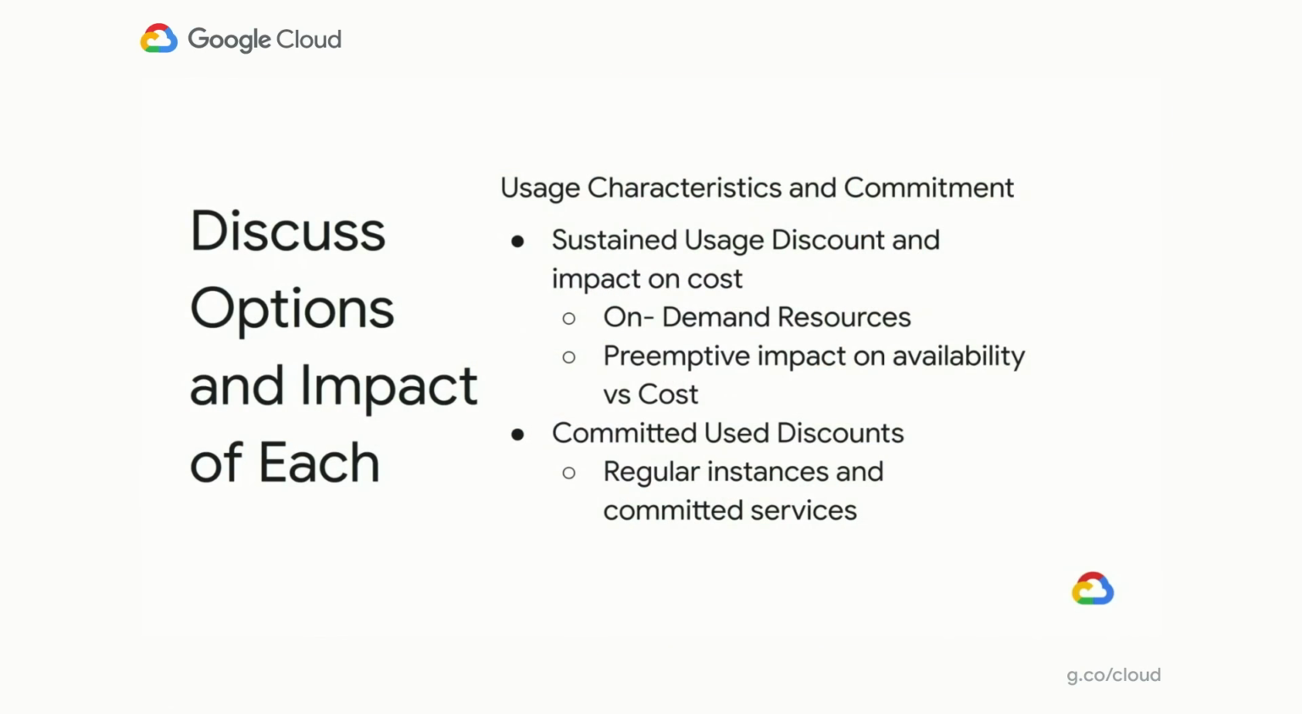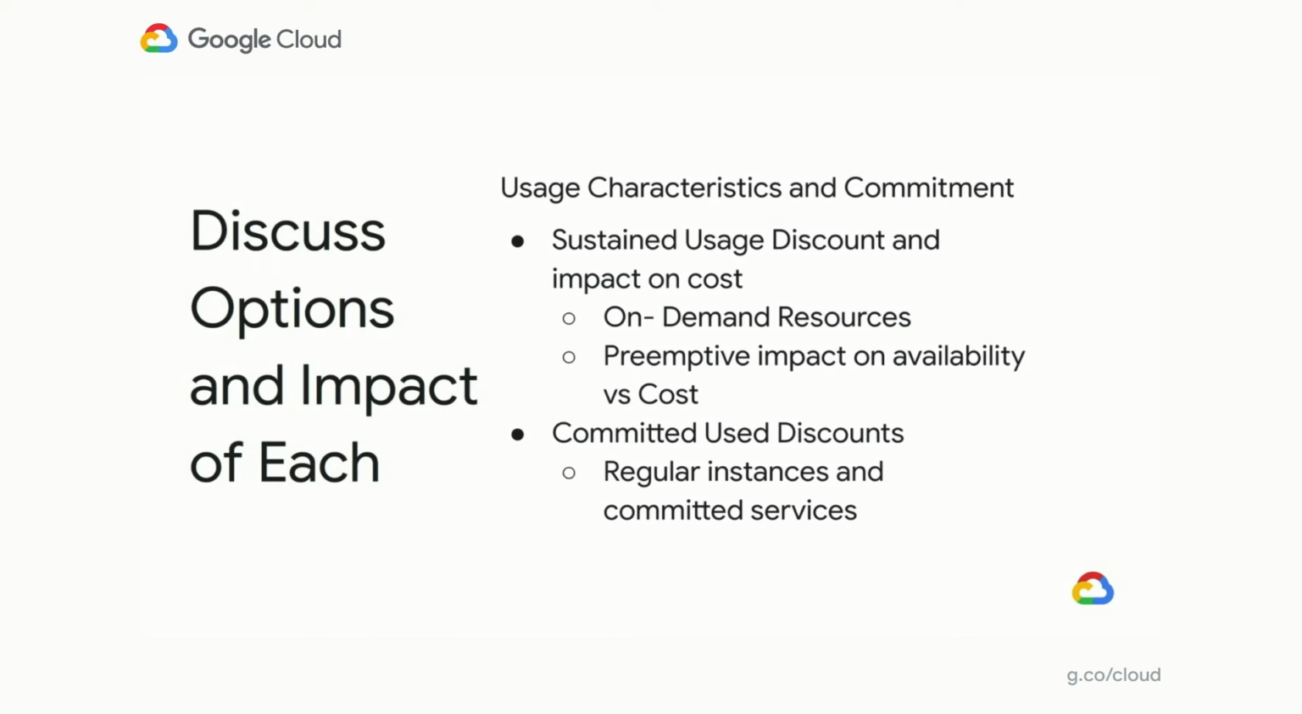So, big discussion: options around optimization and the impact of each. If we're willing to commit to resources, we want to take advantage of the discounts we can achieve. If we commit to an on-demand instance and the workloads are going to be on a lot, we want to leave them on as much as possible to gain those sustained usage discounts. On-demand and preemptible will gain that advantage for sustained use.